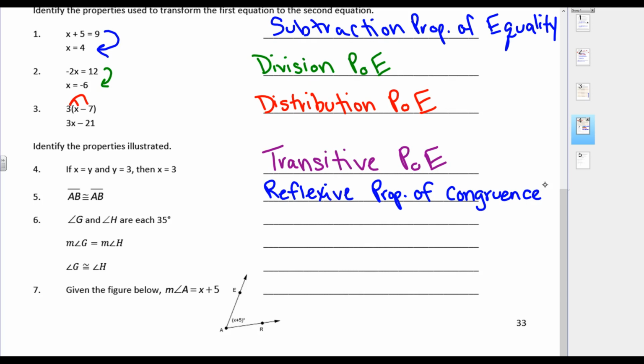Now, number 6, I want to show a cascade of logic here for you, okay? Angle G and angle H are each 35 degrees. Well, that's something that I've just been given. So I'm going to call that a given. We use lots of givens in our proofs, okay? Therefore, I know that the measure of angle G equals the measure of angle H. They're equal to each other. If they each equal 35, therefore they're equal to each other, I would call that transitive property.